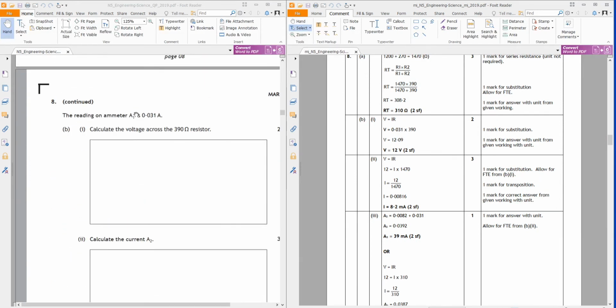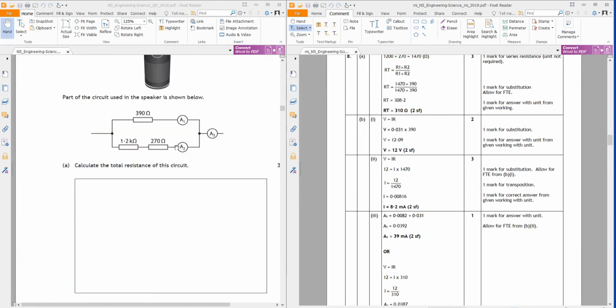Right, the reading at ammeter 1 is 0.031 amps. So there's ammeter 1, so it's 0.031, and the resistance is 390, so that gives us 12 volts. So the voltage across there is 12 volts. Now, this circuit is in parallel, so across the 390 it's 12 volts, so across these two resistors it must also be 12 volts. Okay.